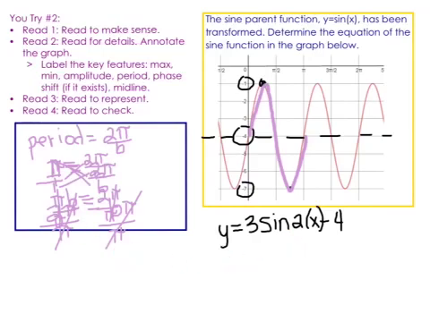We know there was no kind of phase shift. Again, the phase shift, our sine function starts on the y-axis, and it still starts on the y-axis here. So there was no horizontal shift left or right, so that's why we don't have an h.